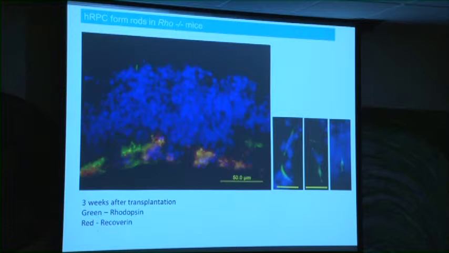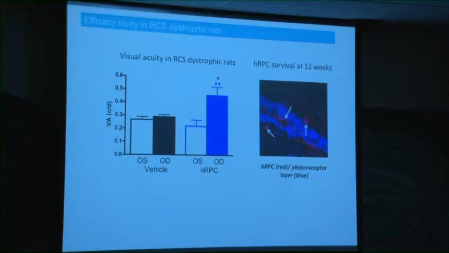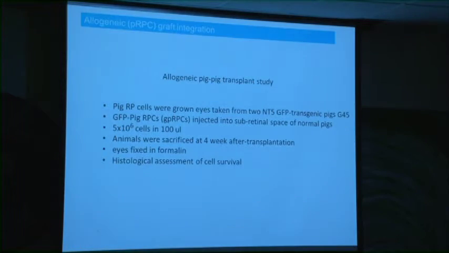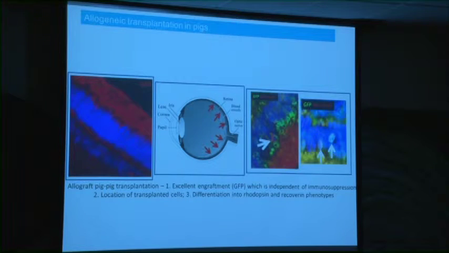Just another image of transplanted cells expressing rod markers after transplantation. We've done some work in RCS rats. These cells also rescue diseased photoreceptors in RCS rats. Not surprisingly, they make lots of growth factors. And they do it anatomically as well. In pig-to-pig studies, we've seen that these cells can also make photoreceptors. So this is a bolus of cells in the subretinal space. These are all new photoreceptors sending synaptic processes into the appropriate plexiform layers here.